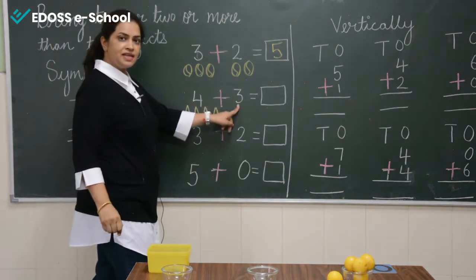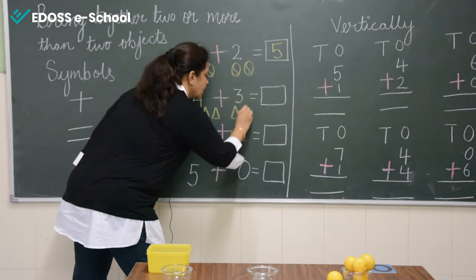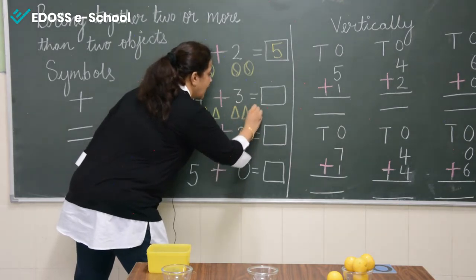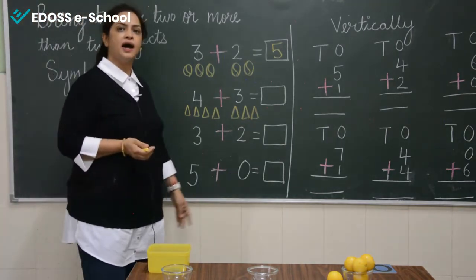And the next number is 3. So I am going to draw 3 triangles here. 1, 2 and 3. Now what is the sum? How many are there in all?